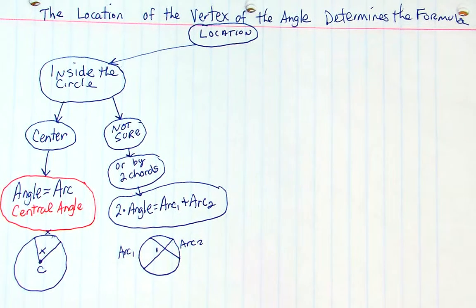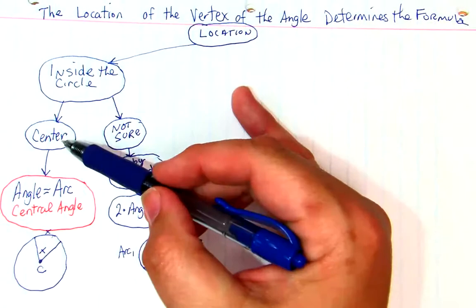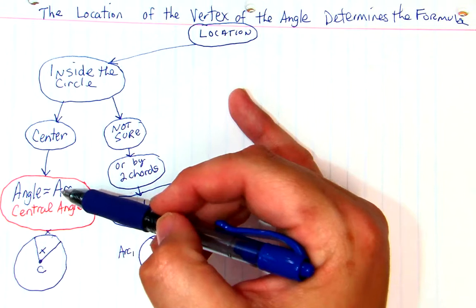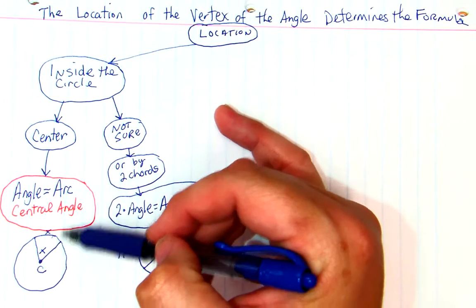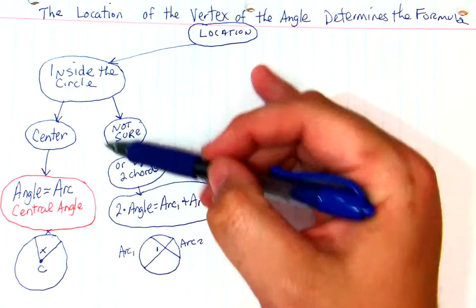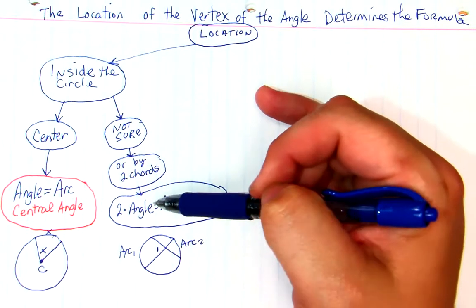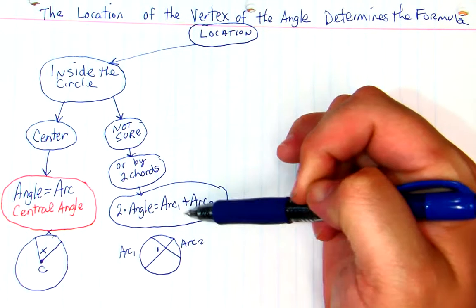Right, so inside the circle, when we get to the center, the angle is equal to the arc length, or the measure of the arc. If it's made by two chords, we're going to get 2 times the angle is equal to arc 1 plus arc 2.